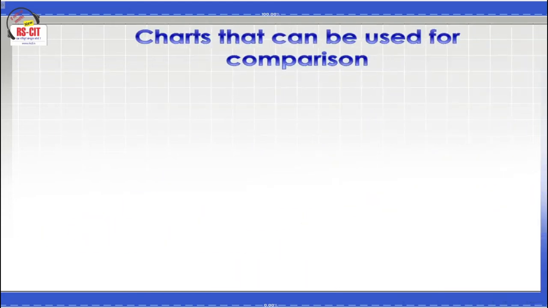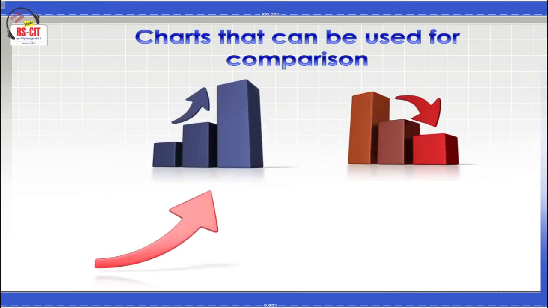Charts that can be used for comparison. For comparing some values with another, for example, comparing sales of two products in different regions, the following charts can be used: bar charts, column charts, scatter plots, pie charts, and line charts.